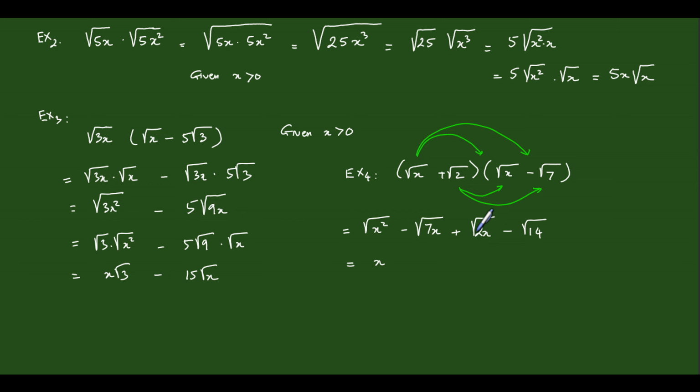Let's see, can we do anything here? Nope, we cannot do anything here. So we just go ahead and keep it like this, because they have different radicands, we cannot combine them, and minus the square root of 14. 14 is not a perfect square, so you cannot throw away the radical. So this one will be the final answer.